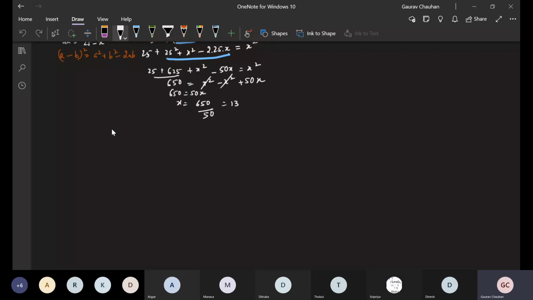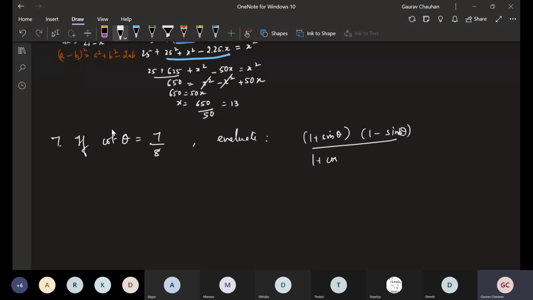We'll see. Okay, the seventh question is: if cot theta equals 7 by 8, evaluate (1 plus sine theta)(1 minus sine theta) by (1 plus cos theta)(1 minus cos theta). Okay, this is the first one. There is one more, that is cot square theta.